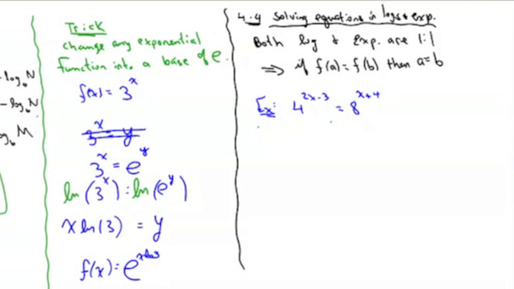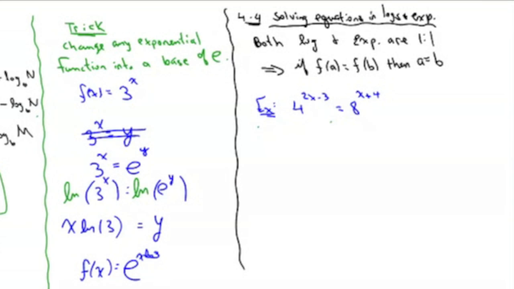So if these two exponential functions are 1 to 1, if I can force them to be the exact same base exponential functions, then their x values have to be, or their domain parts of their functions have to be equal. So what number can I force both of these bases to be? 4 and 8.